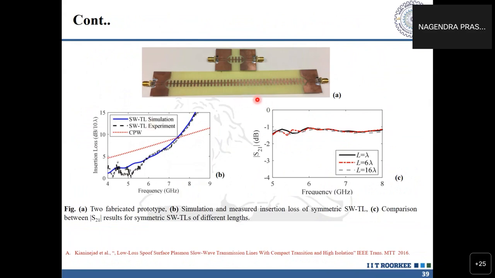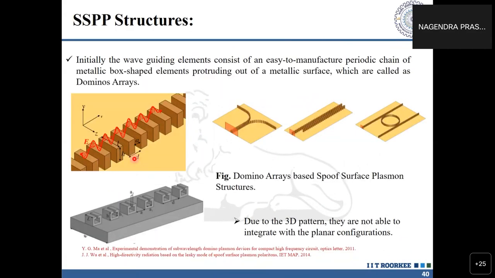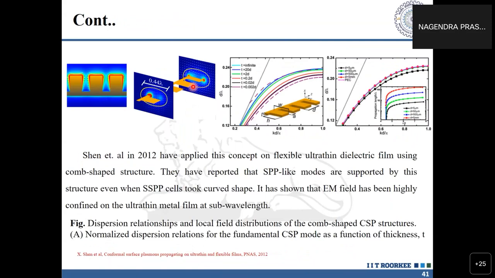See, this is practically how a slow wave spoof transmission line looks, and they have measured some results. This was published in IEEE Transactions in 2016, so you can find this comparison from there. Some other SSPP structures, you can see how they look. The wave guiding elements consist of an easy to manufacture periodic chain of metallic box shaped elements protruding out of a metallic surface, which is called a domino array. People started with a different shape and some periodicity, but slowly they have moved towards planar structures. These are a few examples, and you can find them in the literature.